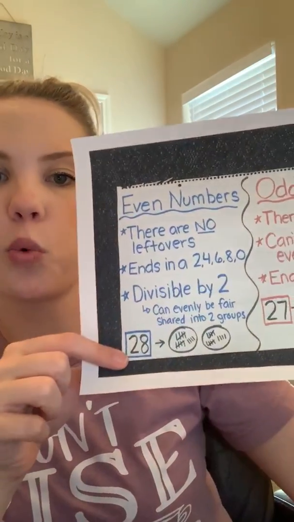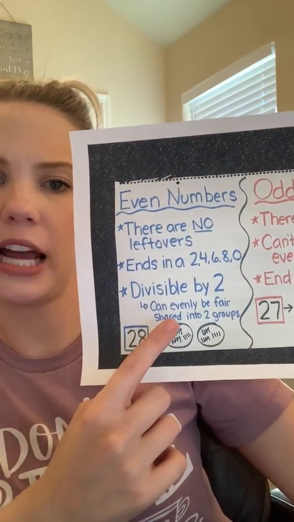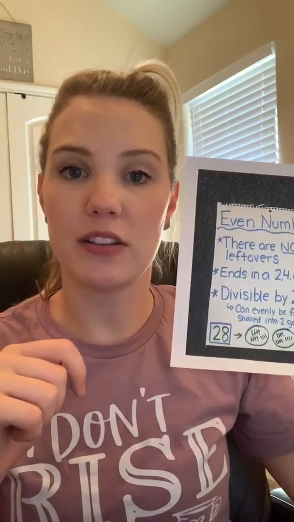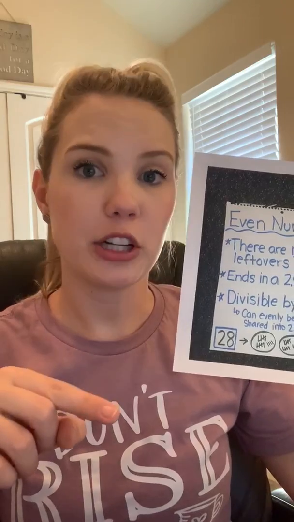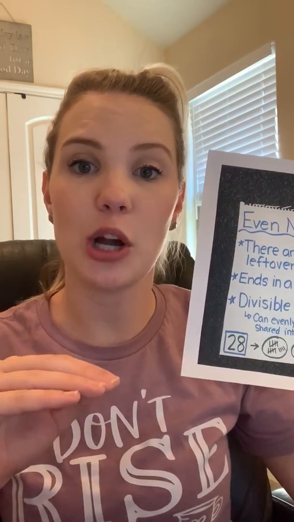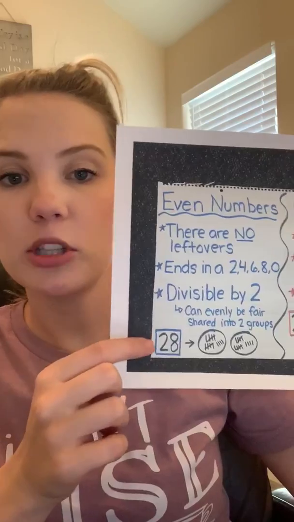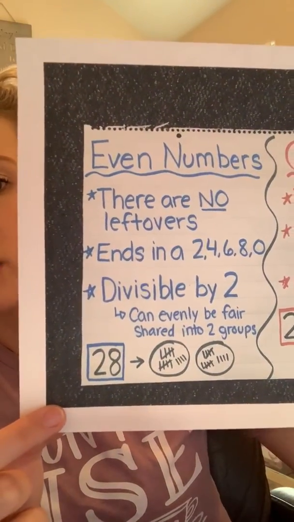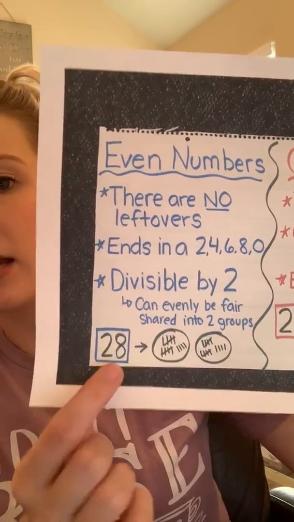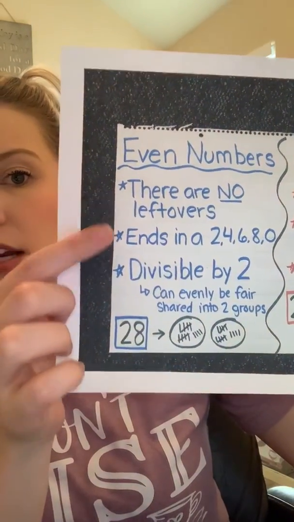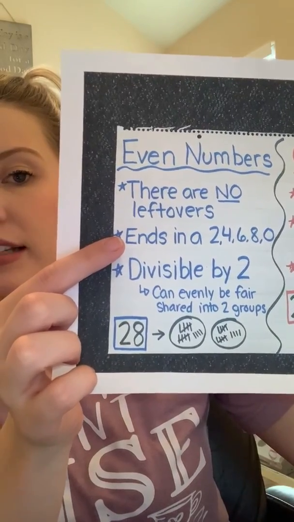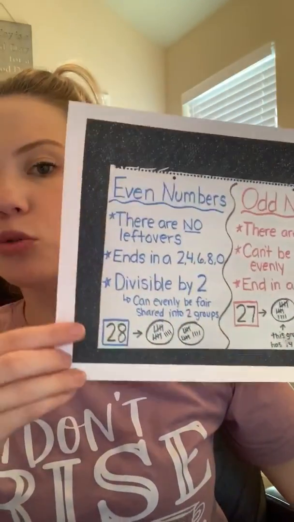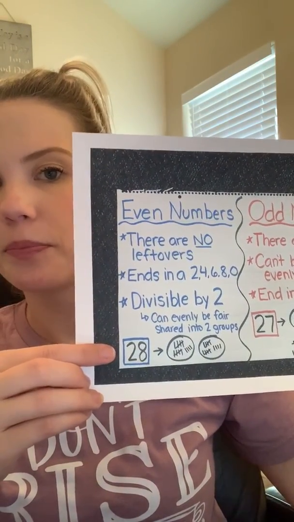So here's my example with 28. What I did was I put tallies 1, 2, 3, 4, and I kept going until I got to 28. Remember from my division video, we talked about how when you're fair sharing, you have to be careful not to go over your total. So I took my 28 and I fair shared and I ended up with 14 in each. So that tells me 14 plus 14 is 28. There's no leftovers, right? It ends in a 2, 4, 6, 8, or 0. And it's divisible by 2. It was able to be evenly divided by 2. So the number 28 is an even number, okay?